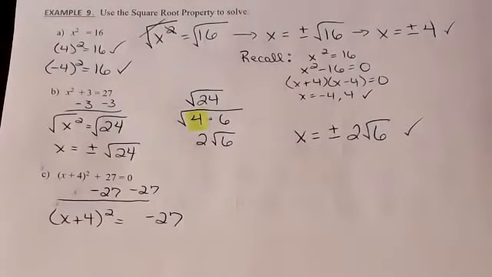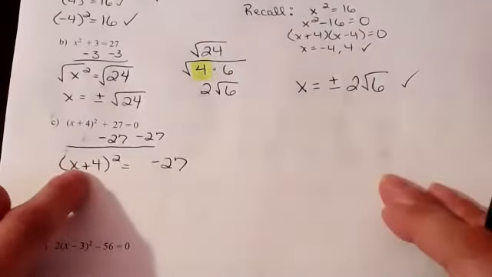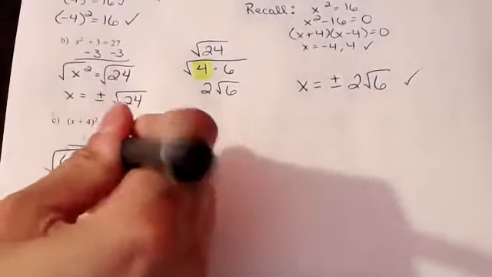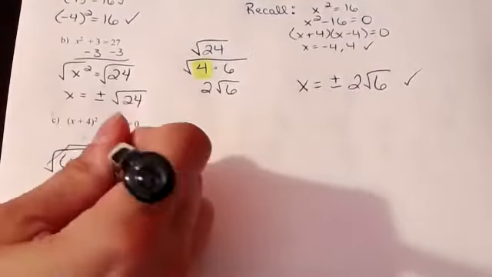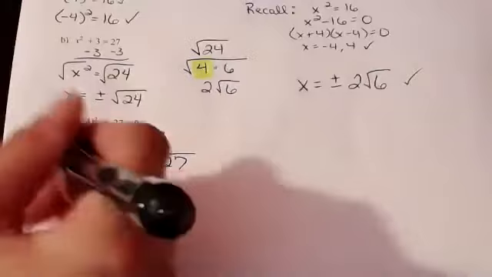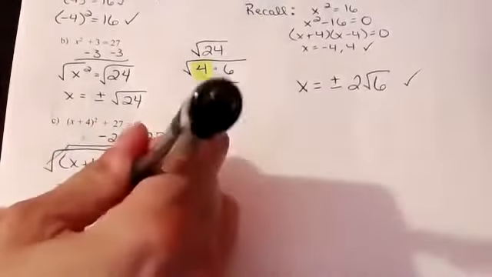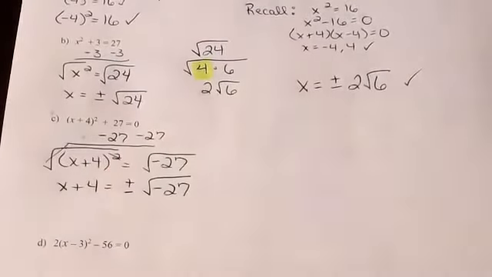Okay, so we're going to go ahead and square root both sides. We want to isolate our x term, and in order to do that, we have to open up the parentheses. Since this is being squared, we use the opposite, which is the square root. What you do to one side, do to the other. Notice the square root and the square cancel each other out. And it leaves you with x plus 4 is equal to positive or negative square root of negative 27.